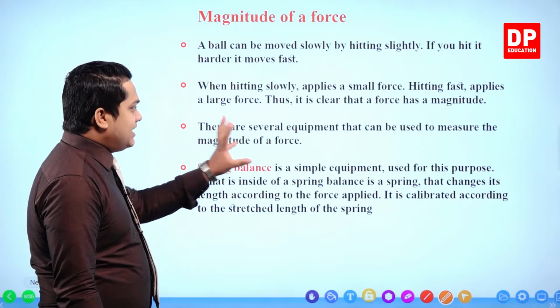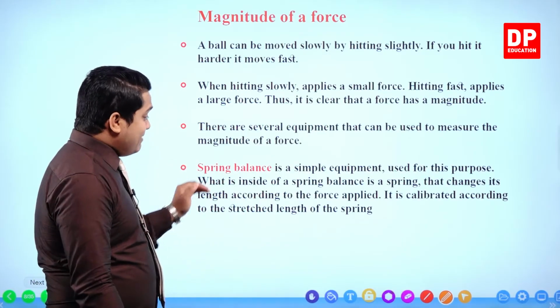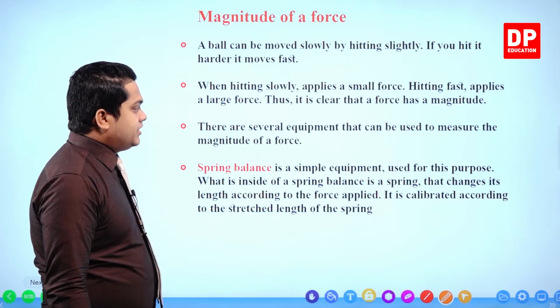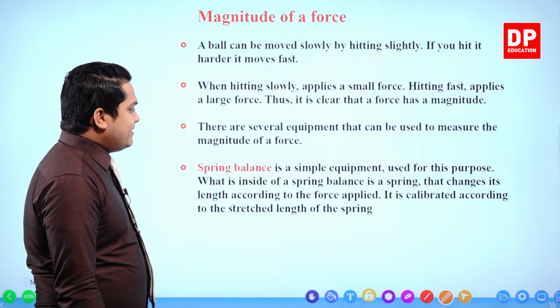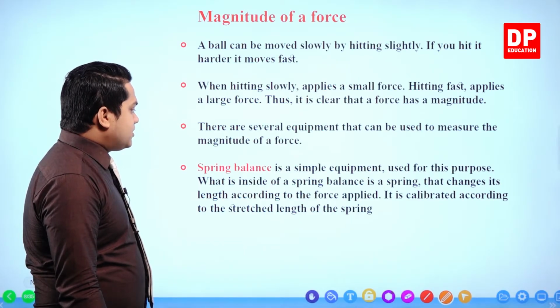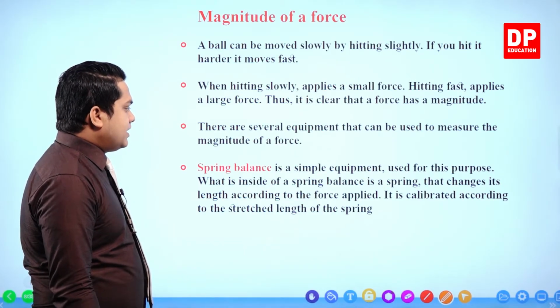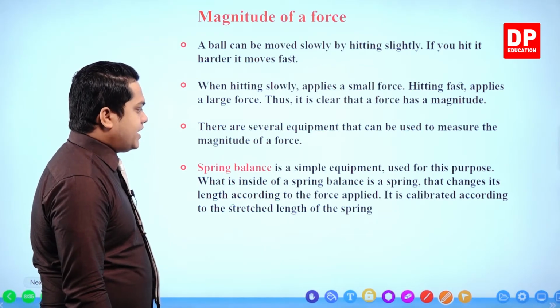So there are several pieces of equipment that can be used to measure the magnitude of a force. Spring balance is a simple piece of equipment used for this purpose. What is inside a spring balance is a spring that changes its length according to the force applied. It is calibrated according to the stretched length of the spring.